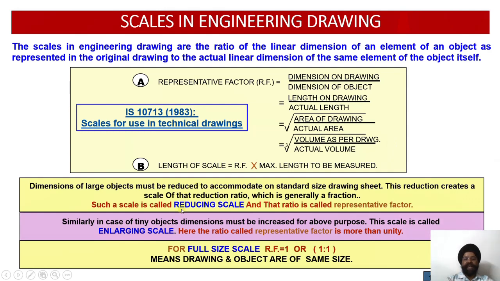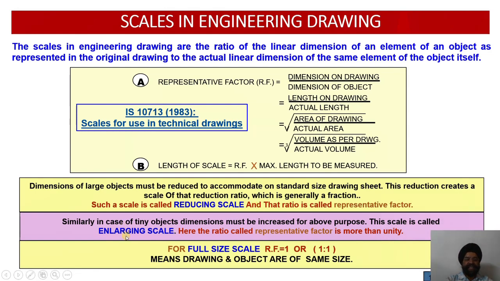One scale is the reducing scale. Reducing scale means that you are drawing the object smaller than the actual size of the object. This scale will be 1 by x: 1 by 2, 1 by 3, 1 by 4. 1 by 4 means for 100 millimeter actual size of the object, the size on the drawing will be 25 millimeter.